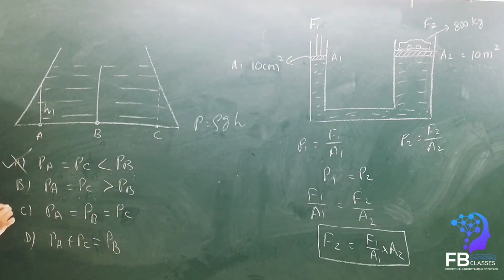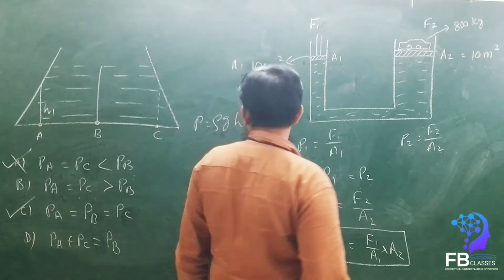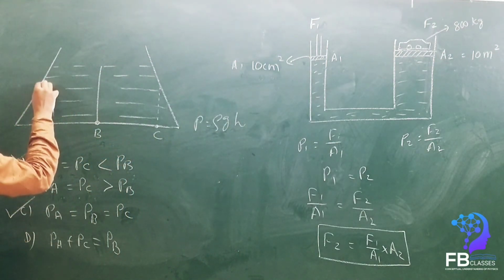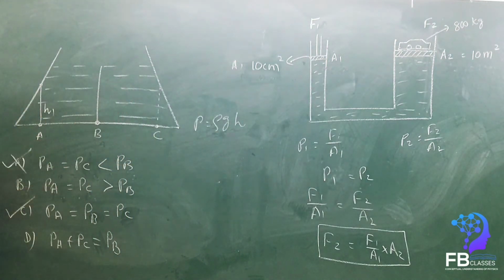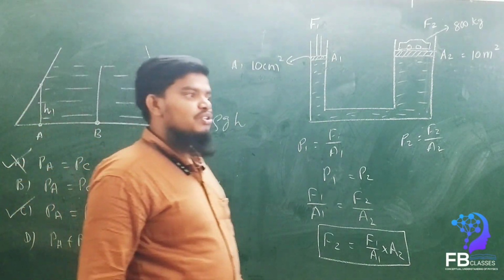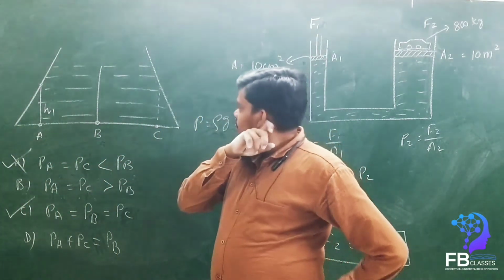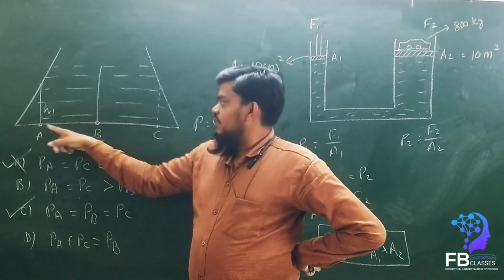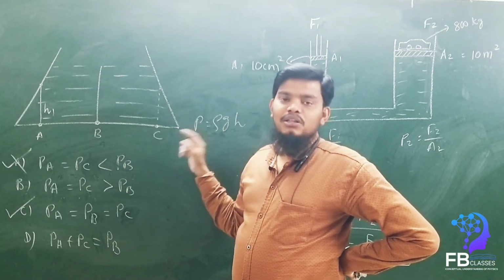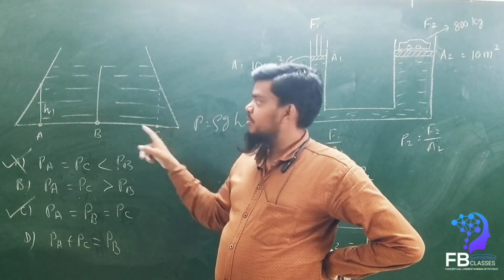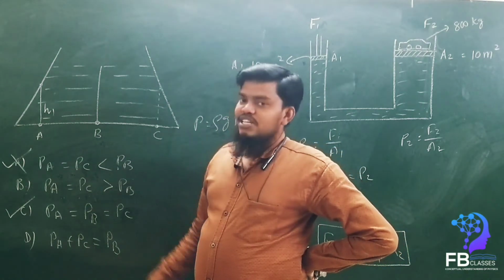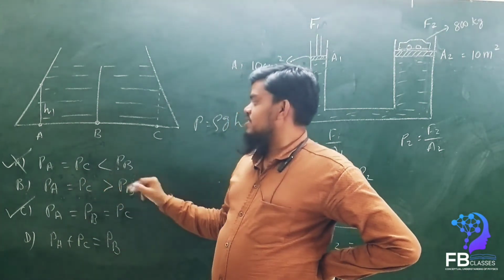The correct answer is C. C is the correct answer because we know very well that the total liquid in the container is at rest, right? If it is at rest, then it is horizontal. According to Pascal's law, at the horizontal level all the points have equal pressure because the liquid is not moving at all. For example, consider if PA is equal to PC and less than PB.